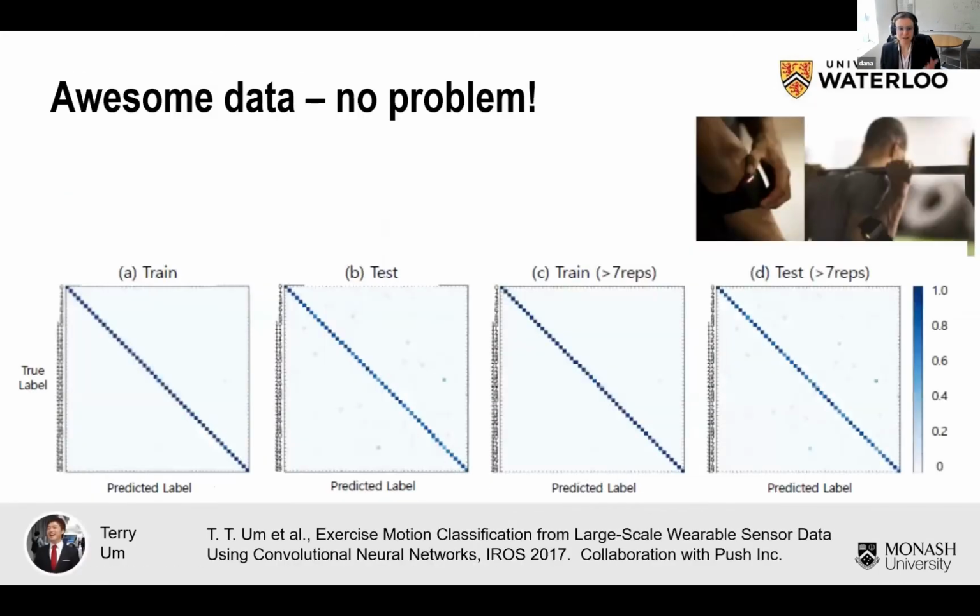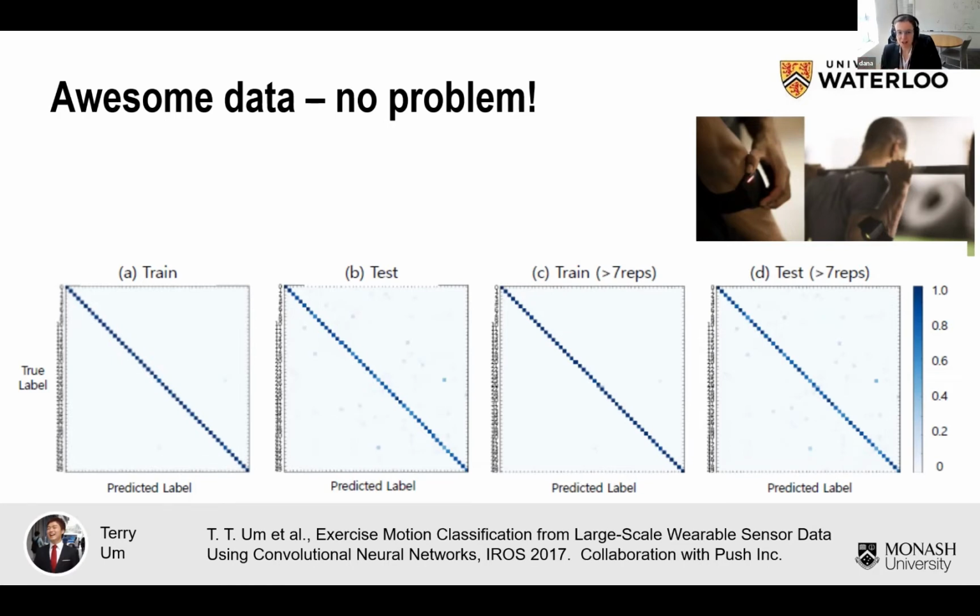We know that this can be done because we've actually solved similar problems like this. I'm highlighting here work from my lab, but lots of other people have done this as well. If we have a large amount of data, we can easily solve this problem.